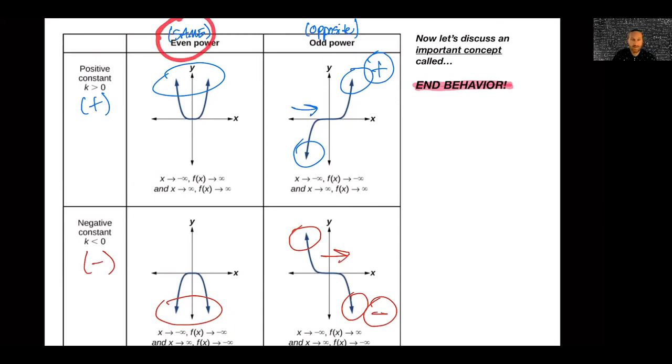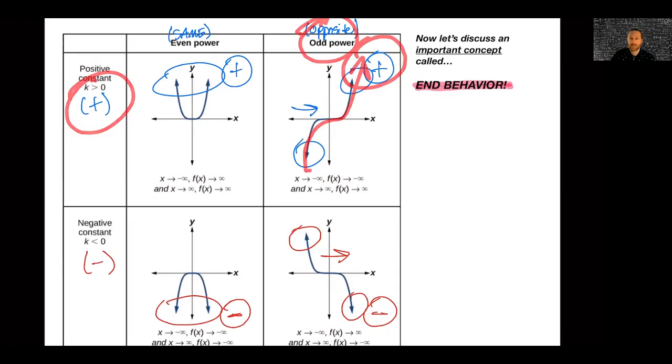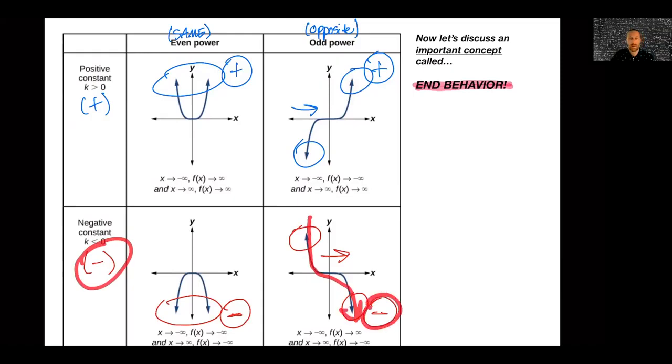So even are always going to face the same. The odd are always going to face opposite. And how do we know if they're both up or down if it's even? We look to the front of that power, the coefficient k. If it's positive, it's going to be facing the positive direction. If it's negative, then it's going to be facing the negative direction. Where if it's odd, then we know if it's a positive odd power function, then it's going to, from left to right, end in the positive direction on the far right. Where if it's negative, from left to right, negative.